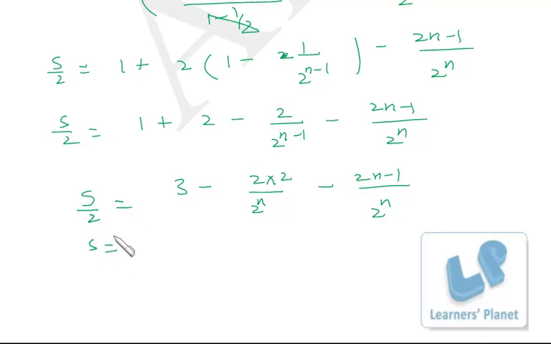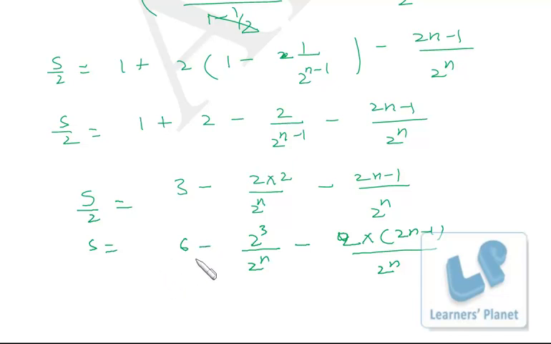So s will be 6 minus 2 cube upon 2 raised to n minus 2n into 2, 4, or we can say 2 into 2n minus 1 upon 2 raised to n. Now we can take LCM, or from these two steps you can take 2 raised to n as common, and the remaining calculation will be inside the bracket. So this is how we can find out the sum of an arithmetic geometric progression.